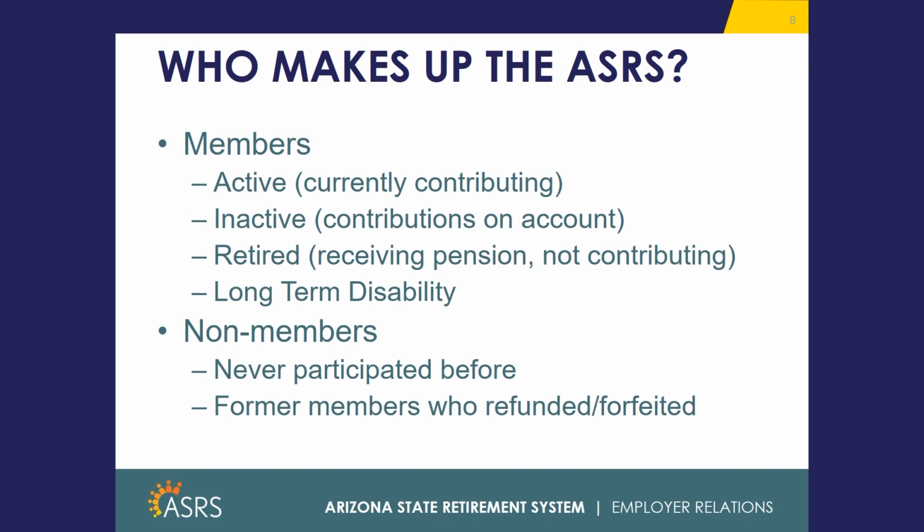Now we also have a category we refer to as non-members. These could be individuals with your agency that are employed by you, but they don't meet our definition of membership. If they don't meet our definition of membership, they'd still be working for you, but you would not enroll them and contribute to the Arizona State Retirement System. But we refer to them as non-members. And then there's individuals who have elected in the past when they left to take their monies out, and that would be the refunding or forfeiture.